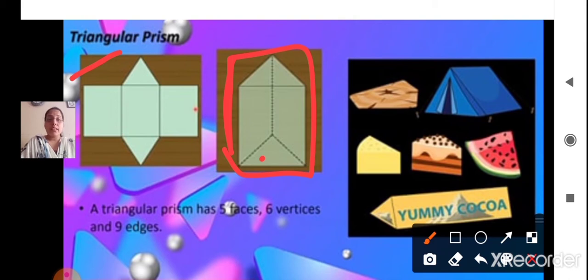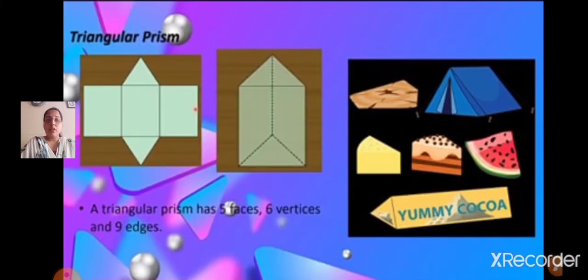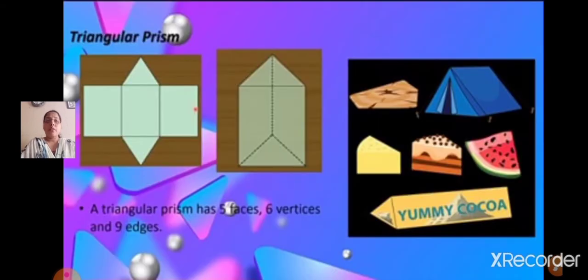And what is an example of triangular prism? A triangular prism example is a piece of a watermelon, a piece of chocolate, a piece of cheese, a tent, a cake. These all are examples of triangular prism. These 3 shapes we had already learnt in our previous class, that is cuboid, cube and triangular prism.